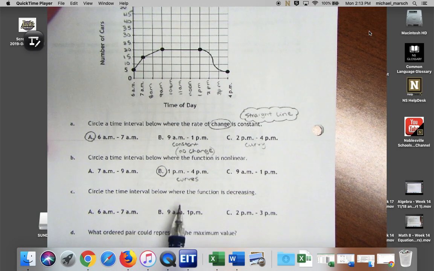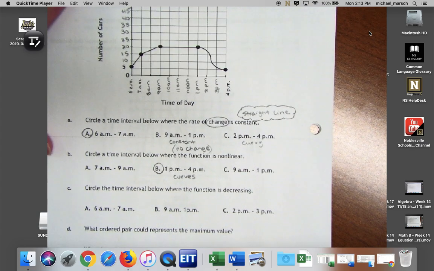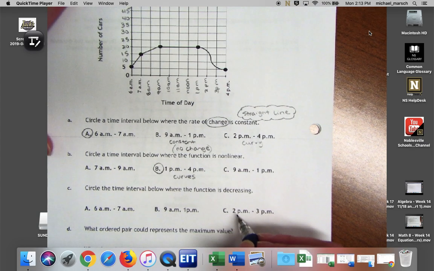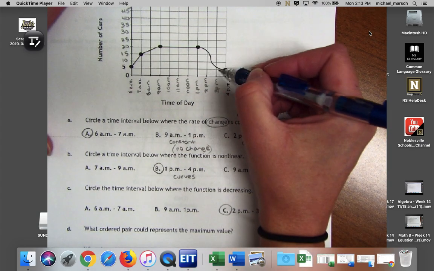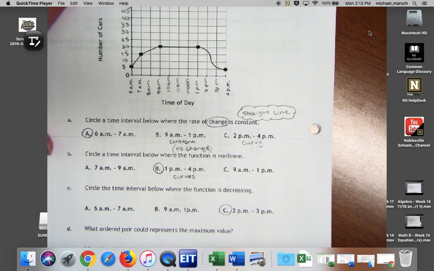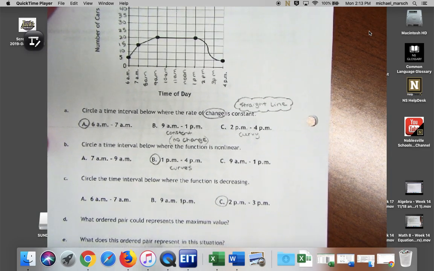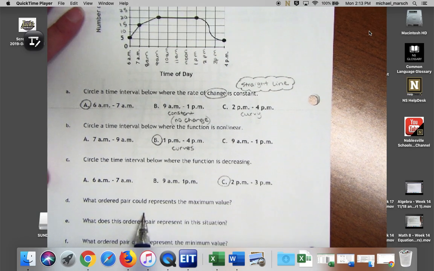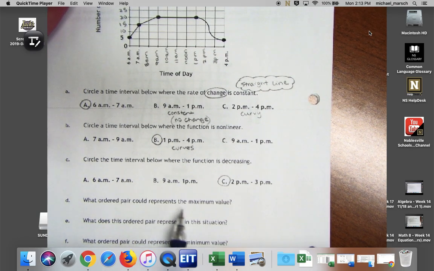Circle the time interval below where the function is decreasing. C. The only one of these where it's decreasing is between 2 and 3 p.m. Right? Okay. Now, what ordered pair could represent the maximum value?